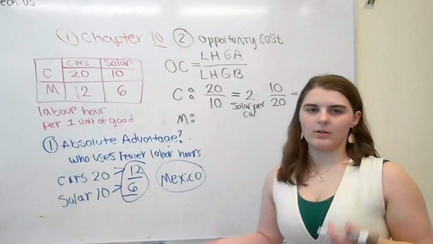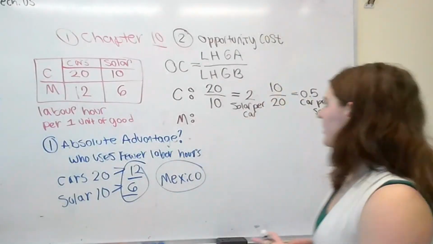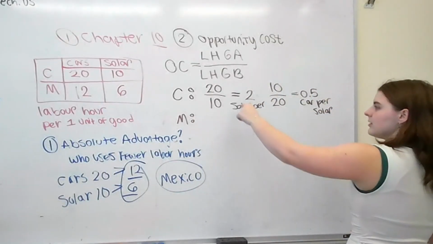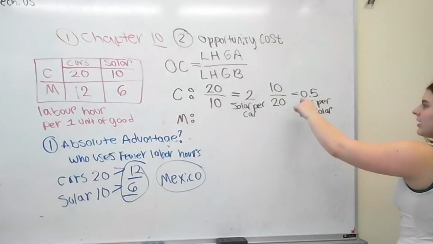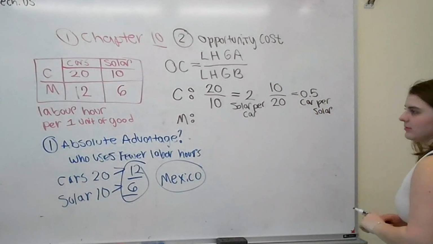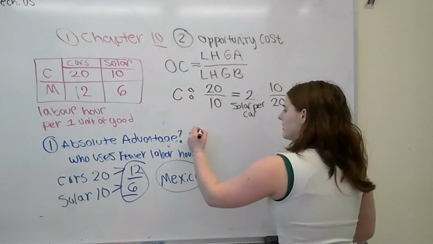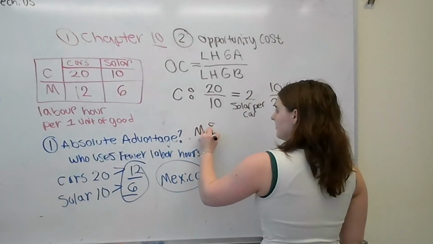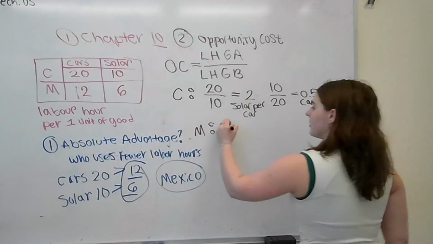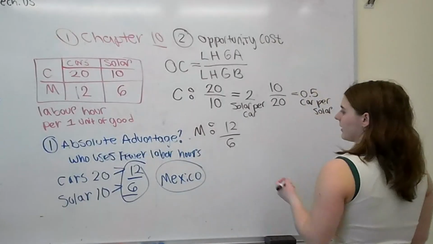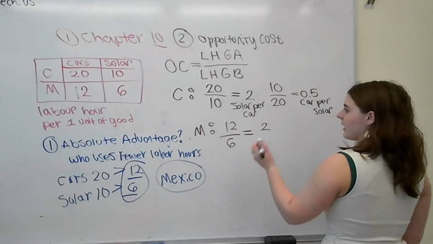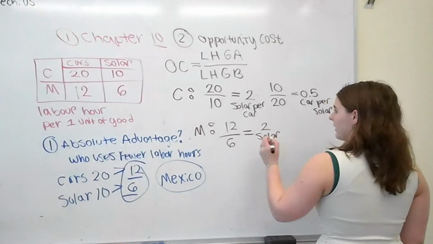We're doing a comparison. What do I have to give up of one to produce of another? So in Canada, I can produce 2 solar panels per car, and I can produce 1/2 of a car per solar panel. Now, if I do the same thing in Mexico, if I do the same ratio, 12 over 6, right? 12 labor hours for a car, 6 for a solar panel. That means I have a similar thing. I can produce 2 solar panels per car.